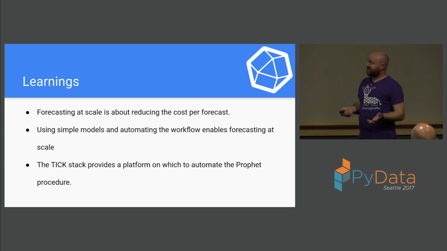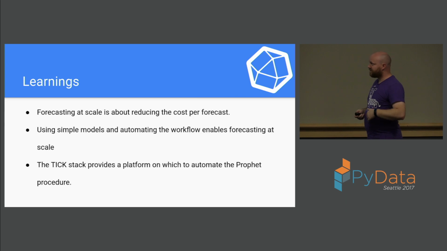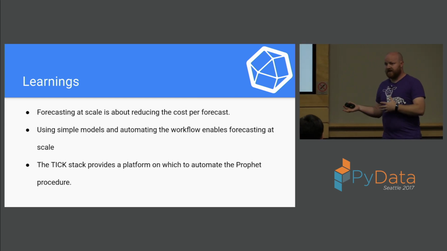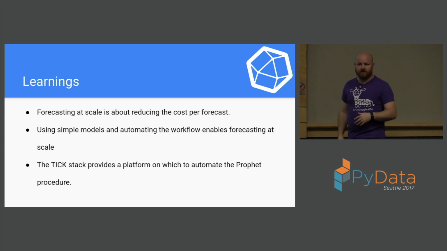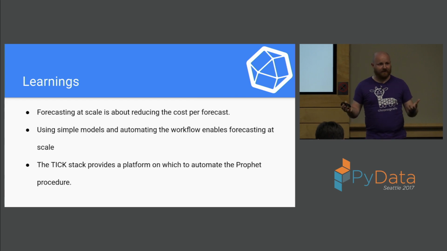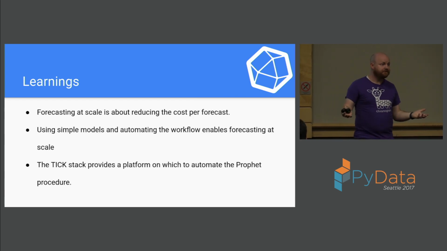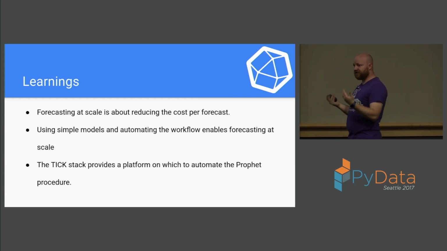So forecasting at scale is about reducing the cost per forecast, making that overhead just go way down so you don't have to worry about it. And you can do that by creating a simple workflow with good tooling that enables the analyst to not have to worry about the complexities of deploying or running the model or anything like that. And that's what the TICK stack provides, this platform on which you can run many, many models, and you can track and rate those models over time, watch how they're performing, and then surface those problems.